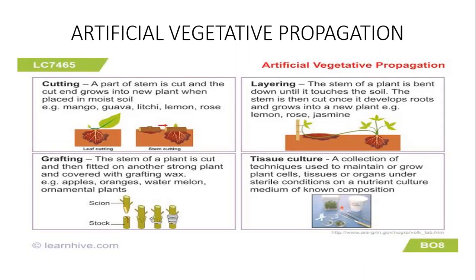In layering, the stem of a plant is bent down until it touches the soil. The stem is then cut once it develops roots and grows into a new plant. Example, lemon, rose, and jasmine. In grafting, the stem of a plant is cut and then fitted on another strong plant and covered with grafting wax. Example, apples, oranges, watermelon, ornamental plants.